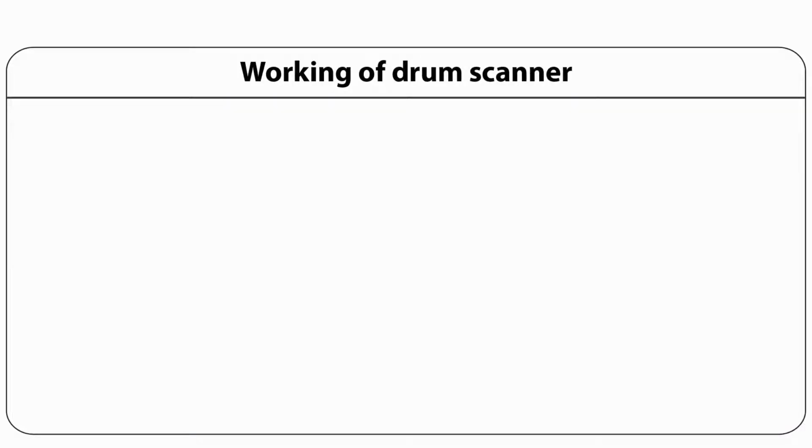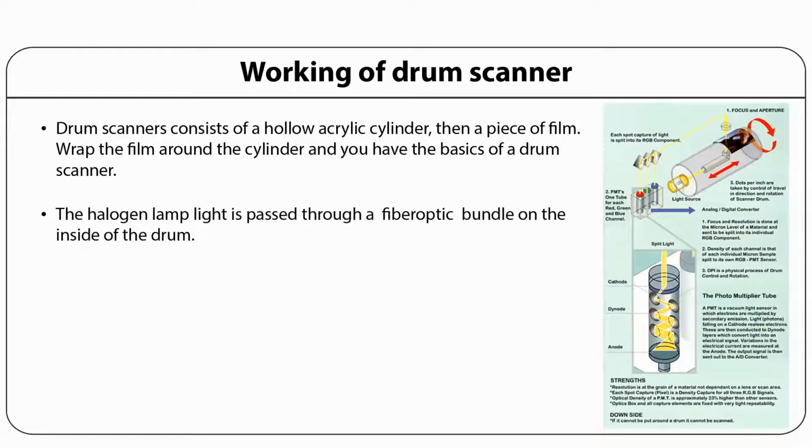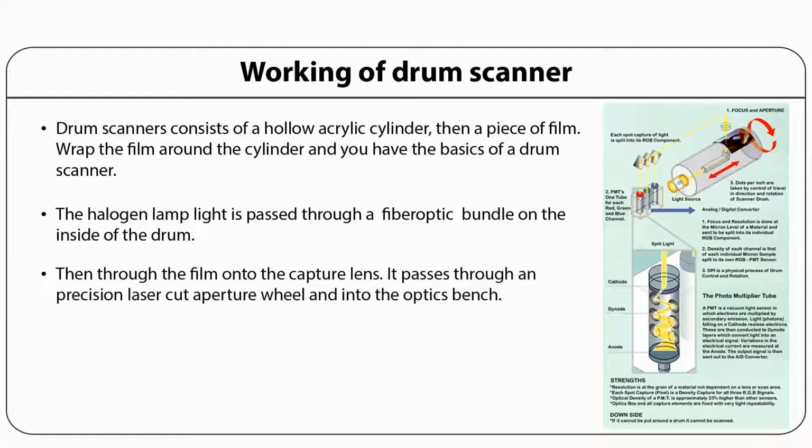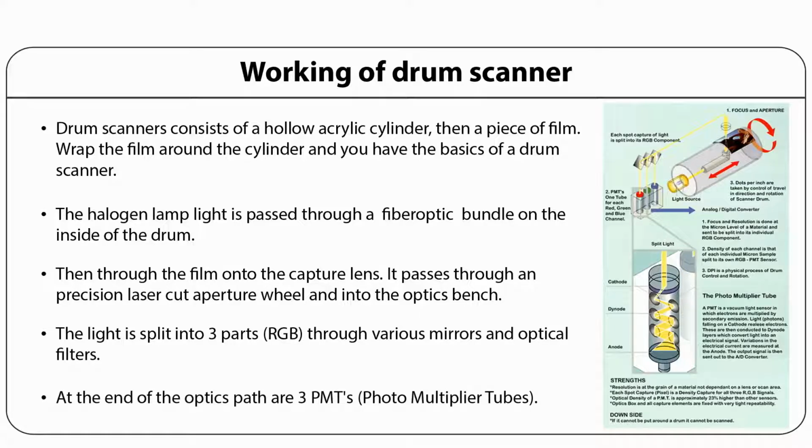Working of the drum scanner: this slide explains how a drum scanner works. First, the document or image to be scanned is fixed on a hollow acrylic cylinder and then wrapped by film around the cylinder. Laser-cut bright light is created through a halogen lamp, and a fiber optic bundle passes it through the cylinder into the optical bench. In the optical bench, the light is split into red, green and blue through various mirrors and optical filters and captured on three photomultiplier tubes.